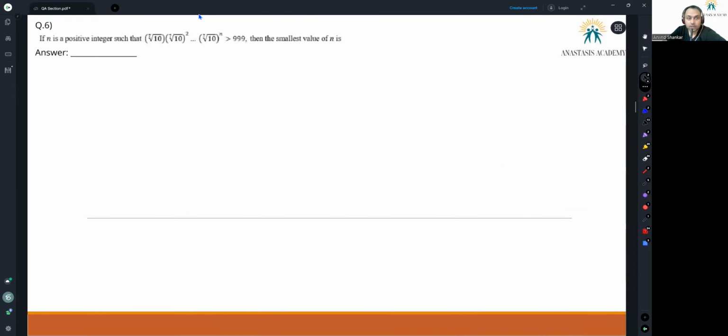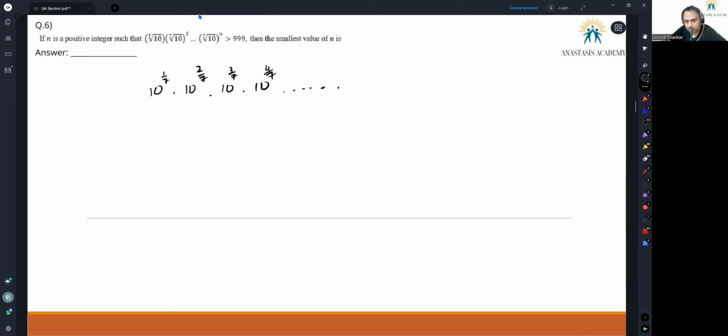Next, if n is a positive integer such that the product is greater than 999, then the smallest value of n is. Just see, everything is getting divided by 7. What I would do here is, this is as good as 10 raised to the power 1 by 7, into 10 raised to the power 2 by 7, into 10 raised to the power 3 by 7, into 10 raised to the power 4 by 7.